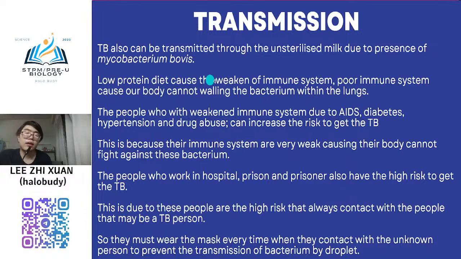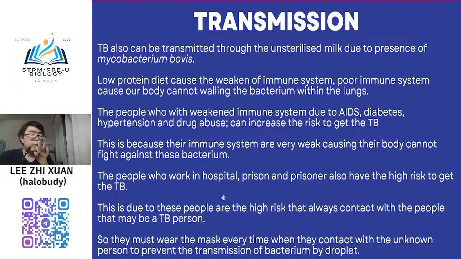Normally patients with a low immune system, such as AIDS patients, diabetes patients, hypertension patients, or cancer patients, all these with a weak immune system, are at very high risk of getting TB compared to others, because your immune system is very weak. People who work in hospitals or prisons, and prisoners, also have a high risk. This is due to contact with people who may be TB patients.